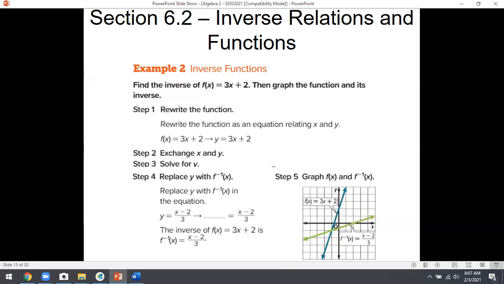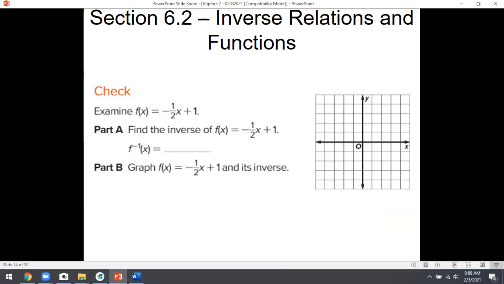They might ask you for domain and stuff like that too. Now this is just a line. It's an x to the first thing, right? So lines go all the way up and down forever, would you agree? So this thing's domain. Well, I don't see any division. I do see some division, but can I divide by 0? No. So the domain's everything. And like I just said, the range is also everything because lines go all the way up and down. That's pretty much it.